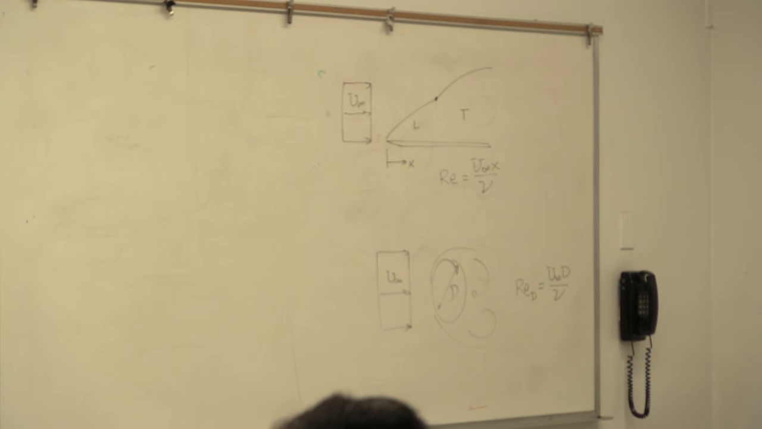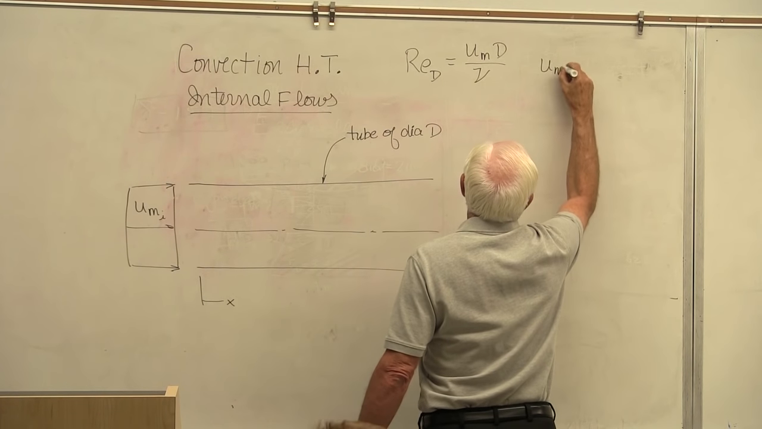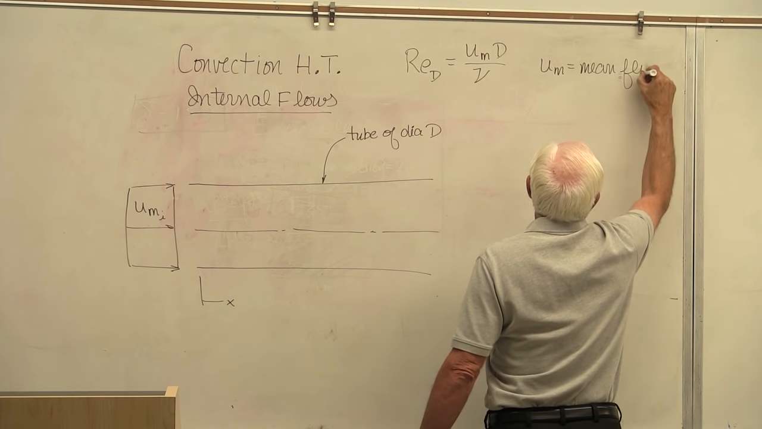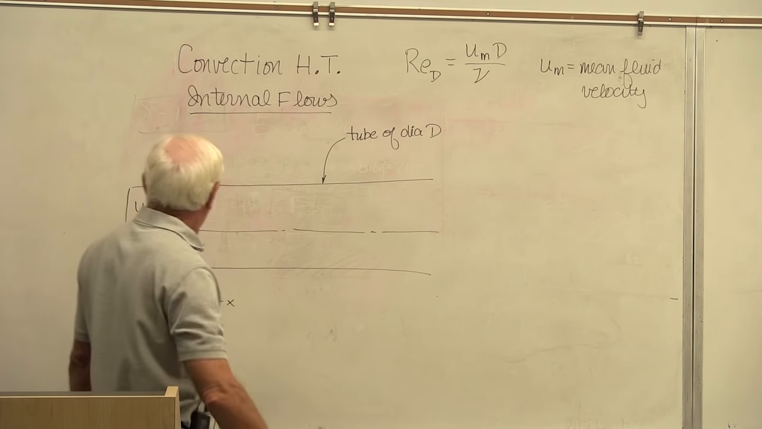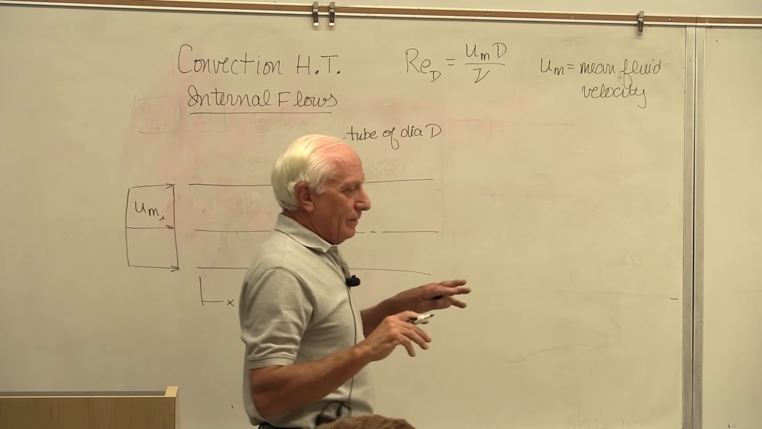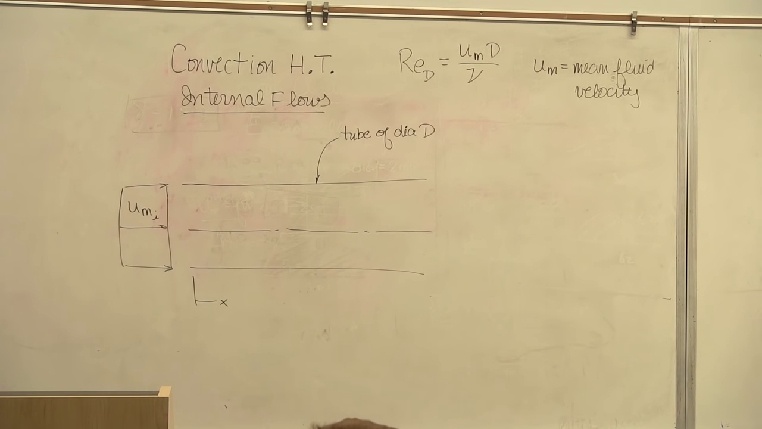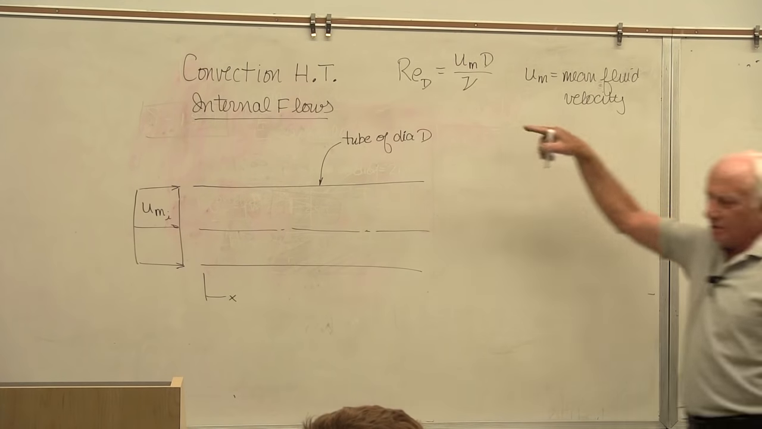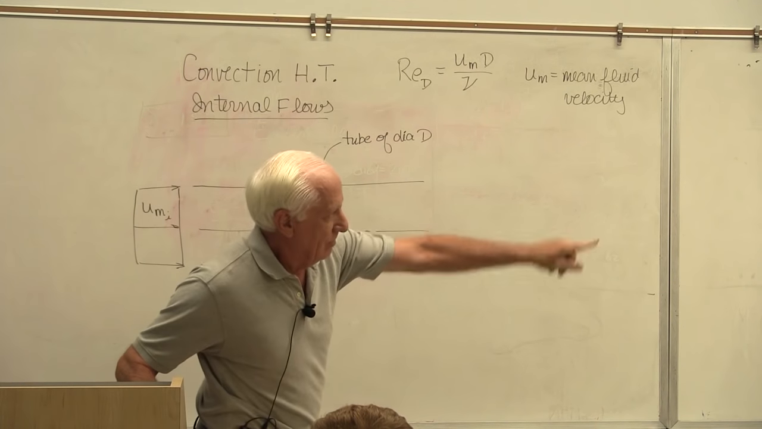If we have flow inside a tube, revisiting ME311, we have the Reynolds number, Um times the diameter over nu. Um is called the mean fluid velocity. Of course, in the real world, this D and that D are not the same thing. This is the outside diameter of a tube, and that's the inside diameter of the tube. But we won't worry about that now, as long as you know that in chapter 8, it's the ID. In chapter 7, it's the OD of the tube.